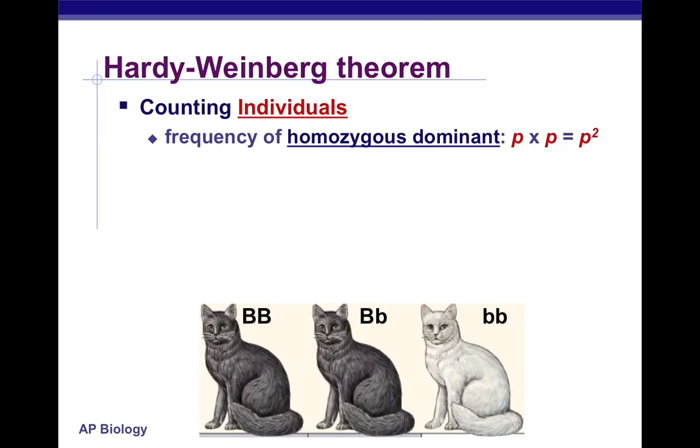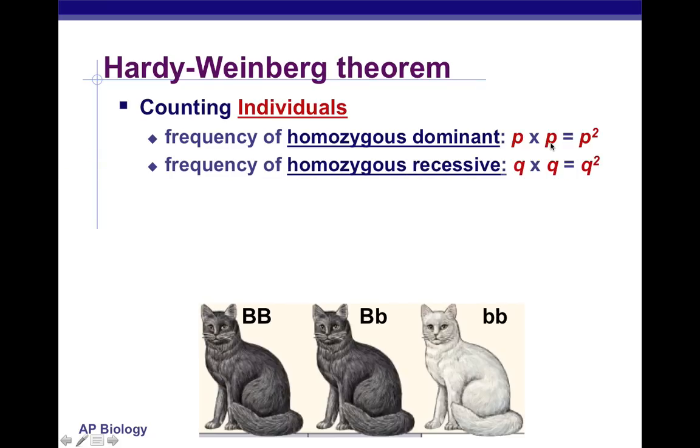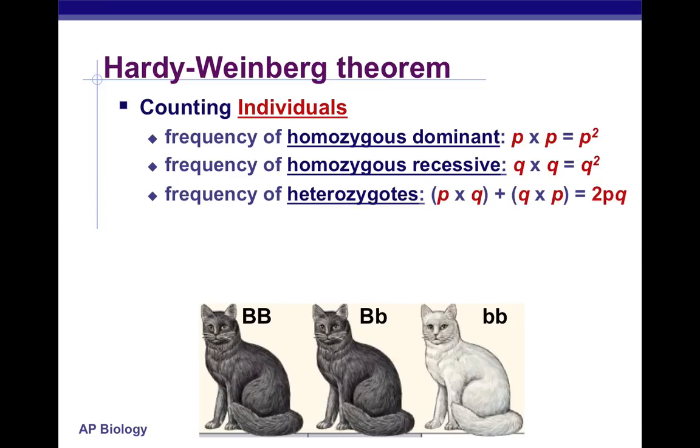Now, when we want to count individuals, i.e., how many homozygous dominants are there? How many homozygous recessives are there? How many heterozygous people are out there? This is how we figure that out. If you want the frequency of big B big B individuals in a population, you need to multiply P by P. To find homozygous recessive, it'd be Q times Q. And frequency of heterozygotes would be 2PQ.